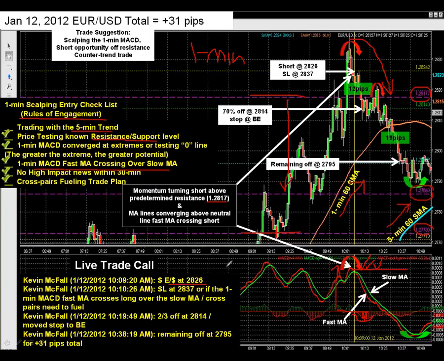Here we took euro dollar short at 28.26 because we met all of our requirements on the rules of engagement. And as the MACD line started to move short with divergence to the short side, momentum would take price down to a place where we could take 10 pips off right away. So I take a major portion of my position off, 70%, and I move my stop to break even. By doing that, I have now captured 10 pips and my spread, and I move my stop to break even so that I protect my capital. It's so important that you learn to protect, and remember to protect your capital.